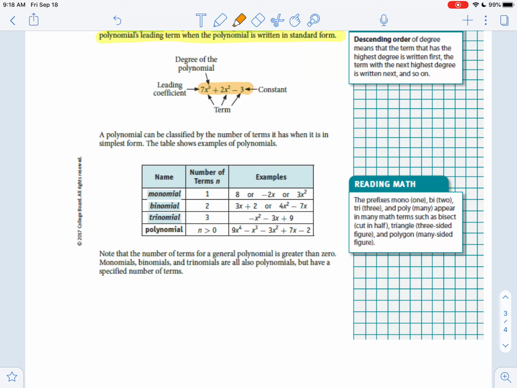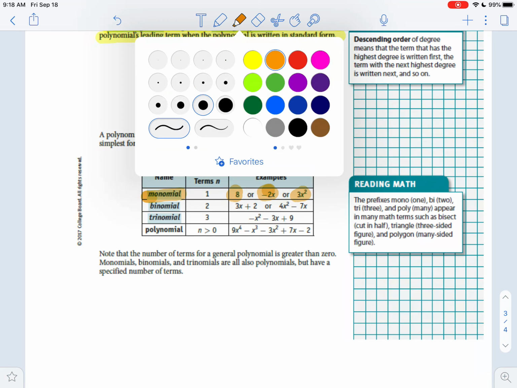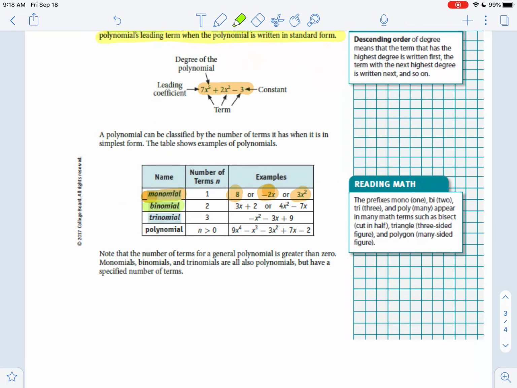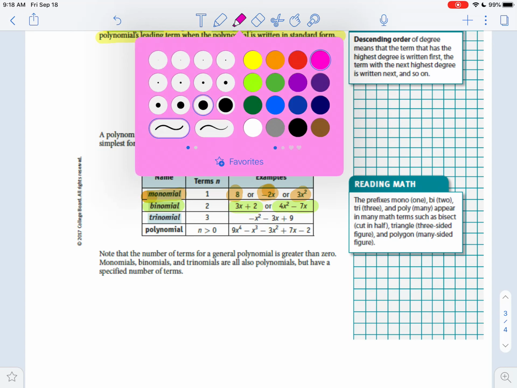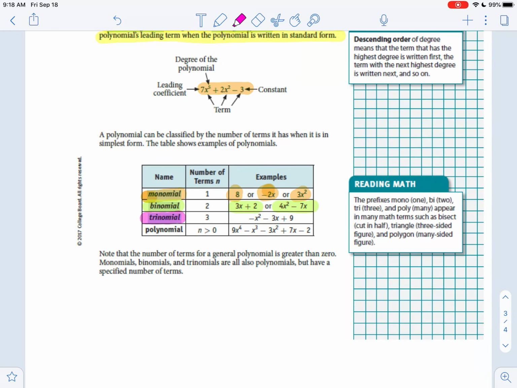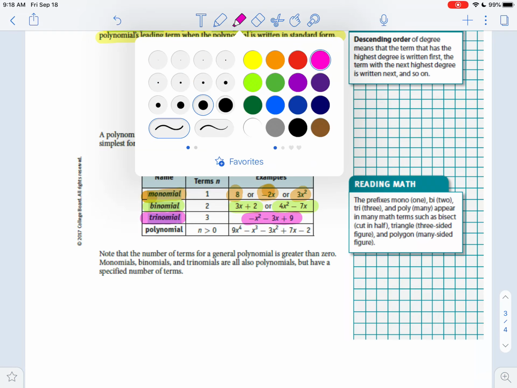For example, our first one, a monomial, is any polynomial that has just one term. Like it could be a constant 8 or negative 2x or 3x squared. A binomial would be any polynomial that has 2 terms, like maybe 3x plus 2 or 4x squared minus 7x. Okay. A trinomial, just like it sounds, would have 3 terms, such as this one here, negative x squared minus 3x plus 9.